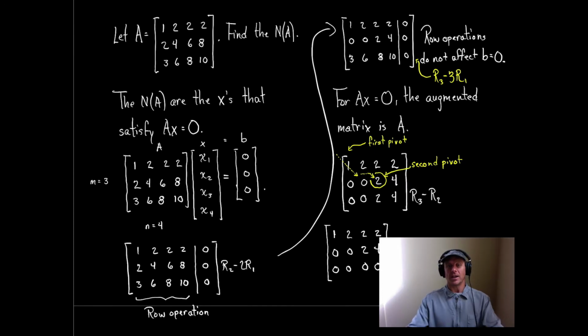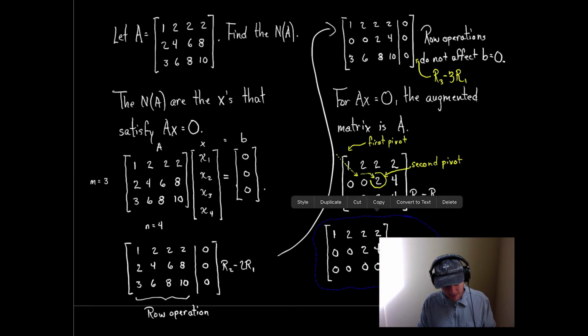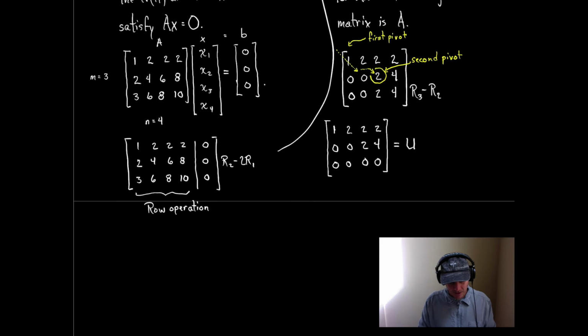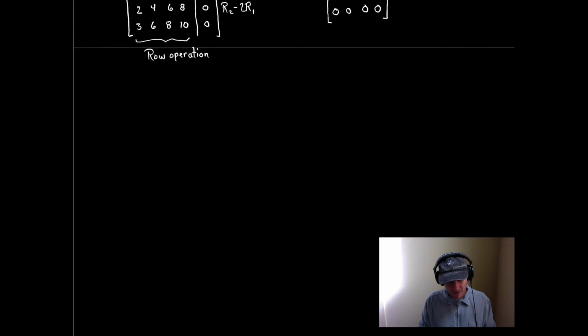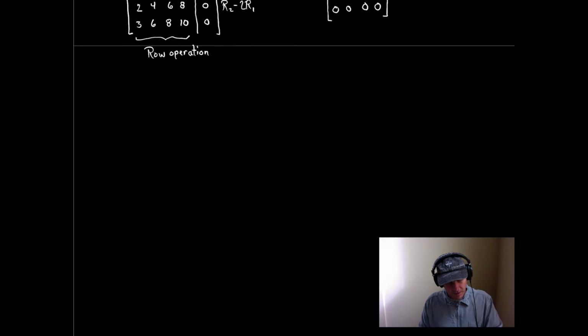We could solve it at this point if we wanted. But today we're going to go even further, and we're going to go further in the same way that we did when we were finding the identity matrix. So our next step is I'm going to copy this U and bring it down. We're going to start on a fresh piece of paper here. There's our U.